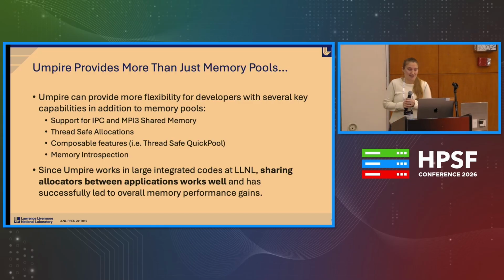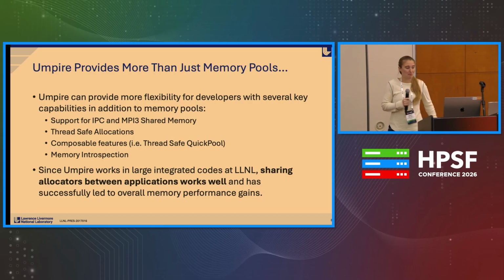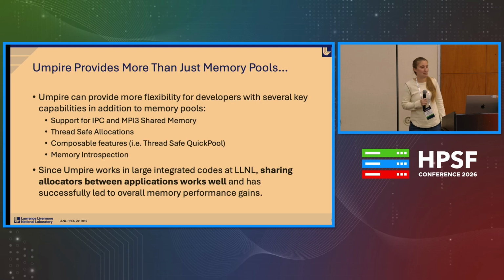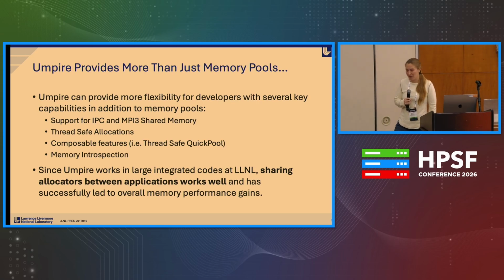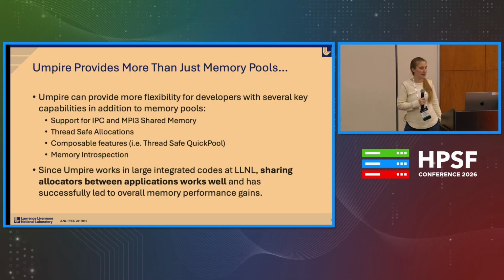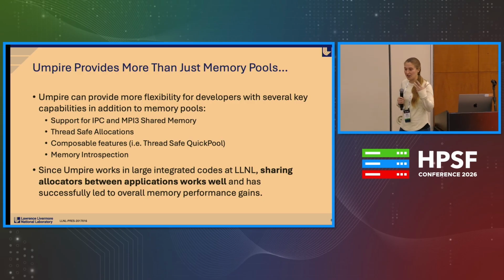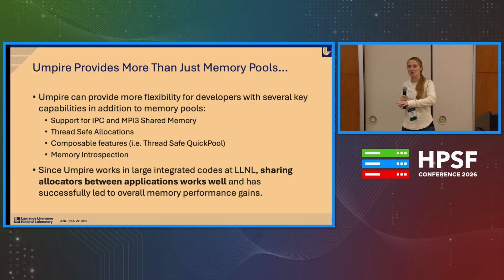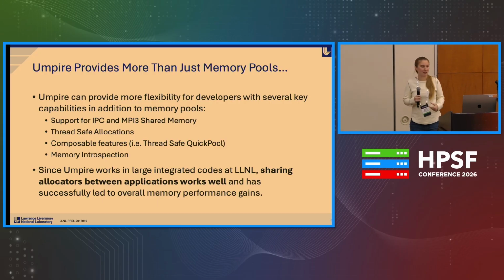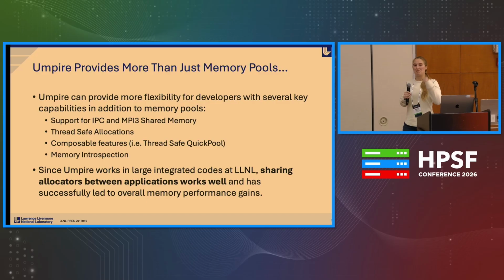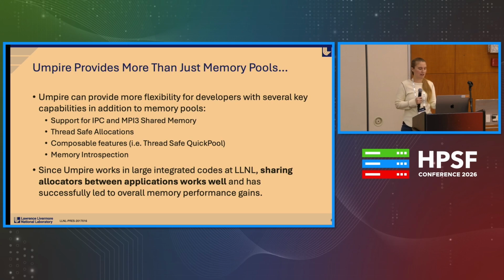So we have very cool support for IPC, or inter-process communication, and MPI3 shared memory. And then, like I mentioned a little bit before, we have the thread-safe allocations and the composable features. I keep using the example of a thread-safe quick pool, but there are many different combinations you can make. That's just an easy one for me to call on as an example, but we have many composable features. And then, of course, memory introspection, which gives you more information about your allocations.